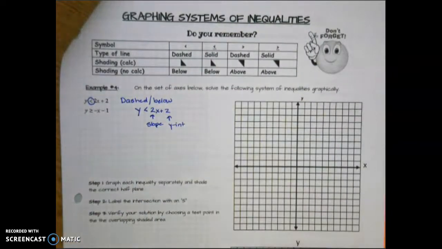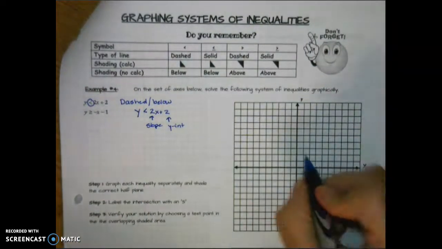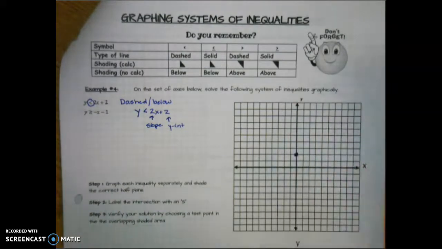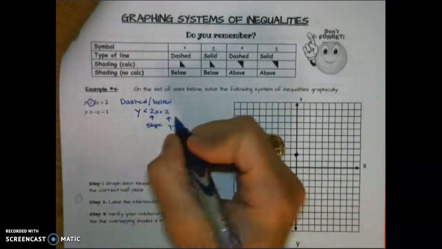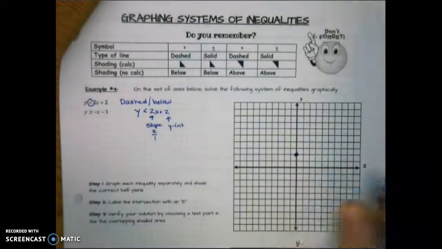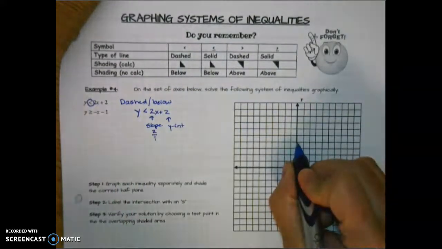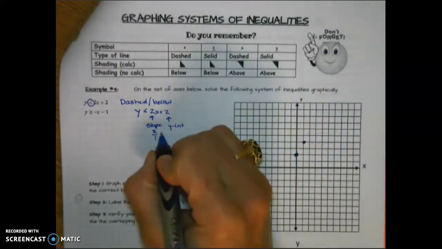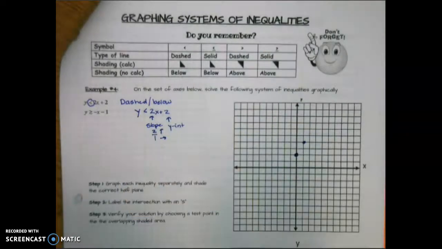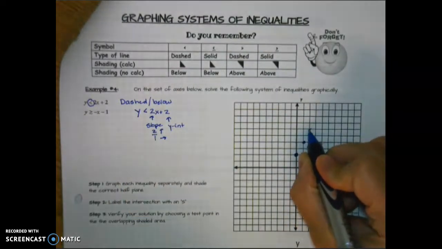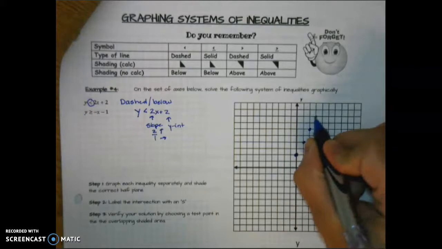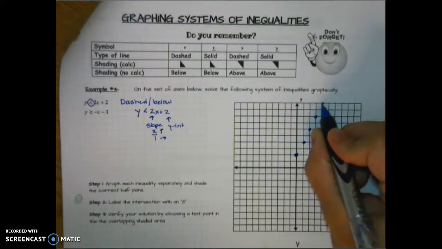So I'm going to start at the 2 on the y-axis. Here's my positive 2. And then I have a slope of 2, or 2 over 1. So that means from this point I'm going to move up 2 and right 1. Right? That's up 2, right 1. From this point, up 2, right 1. Up 2, right 1.